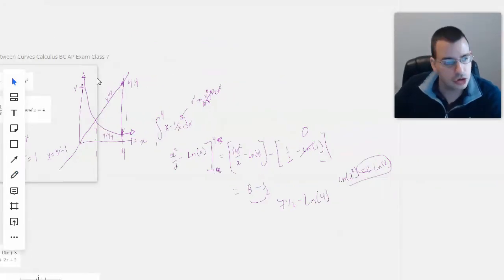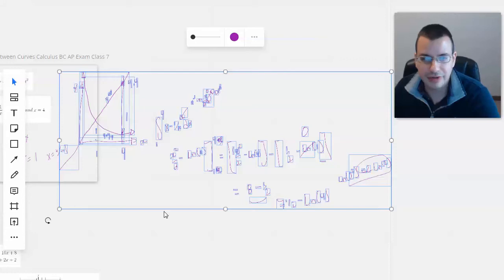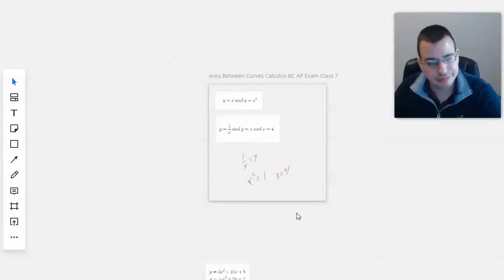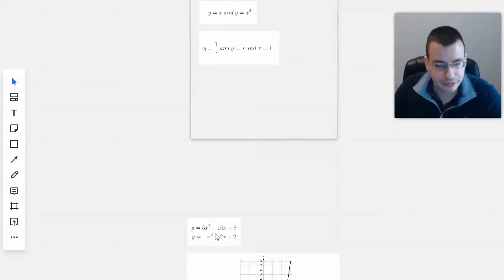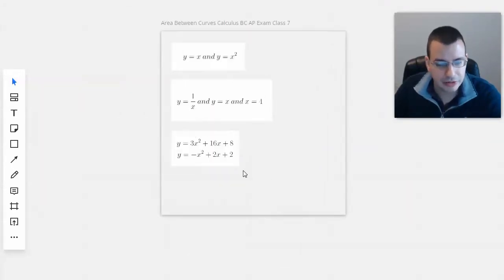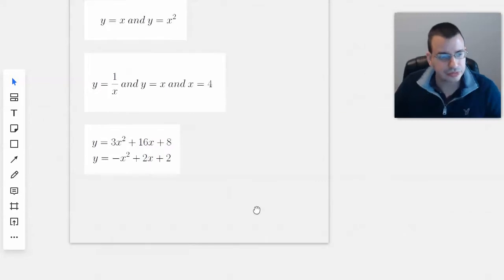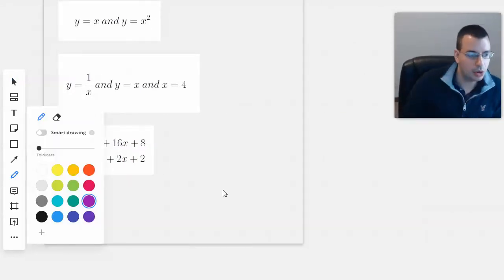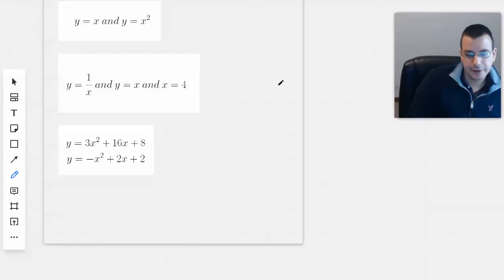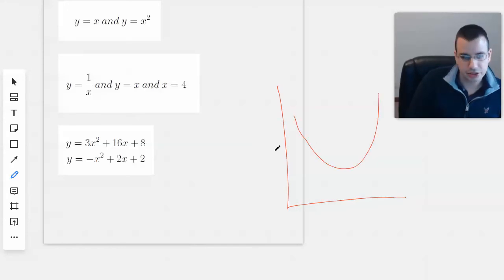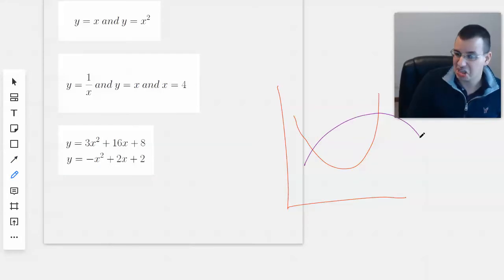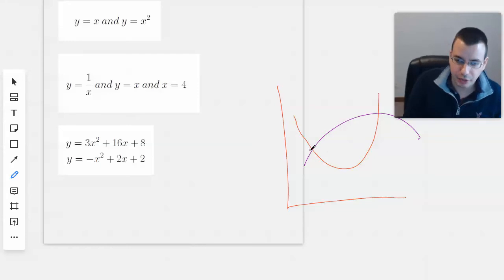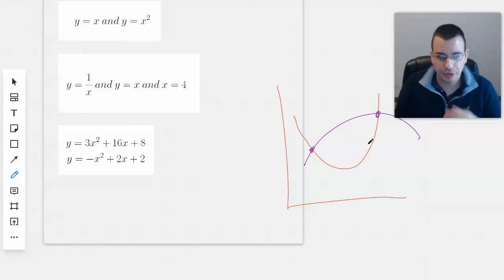Okay? Let's do one more of a similar nature. So this one, we got a couple of quadratics. We're going to have one going up like this, and then one going down, maybe like this, and there's some other numbers involved, and we want to find these two points.